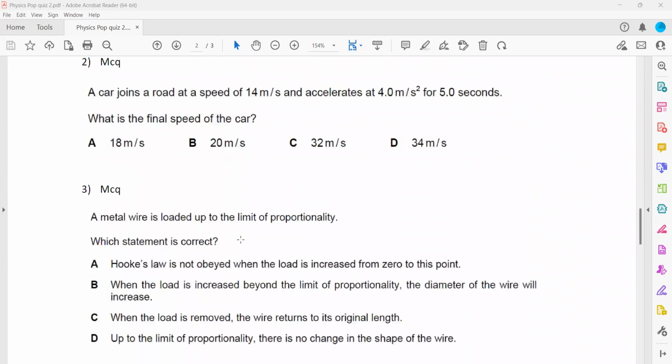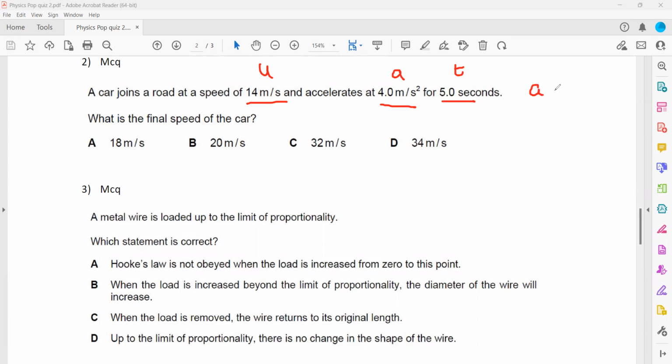Moving on to the next question. A car joins a road at a speed of 14 meters per second. That's the starting speed of the car, u. The acceleration of the car, the change in speed every second, is 4. That's the acceleration, and it accelerates for 5 seconds. We need the final speed.